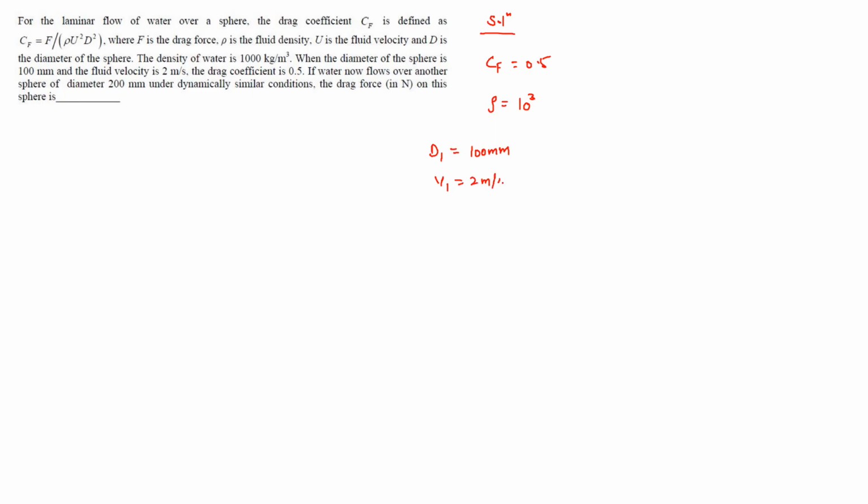V1 is 2 meters per second. D2 is 200 mm. V2 is not known to us. And it's the same fluid, so density really does not change. You just need to find V2 using Re1 equal to Re2 since they are dynamically similar, and then calculate the force in newtons.